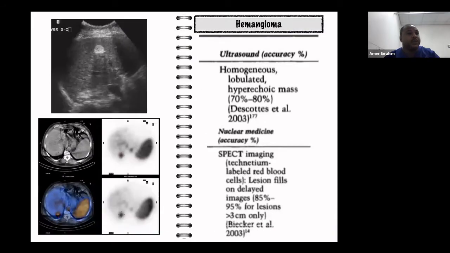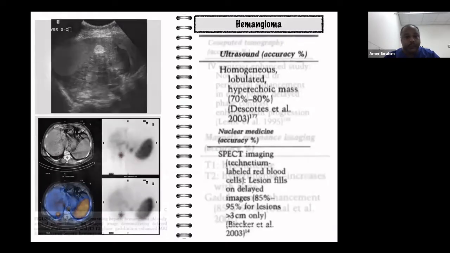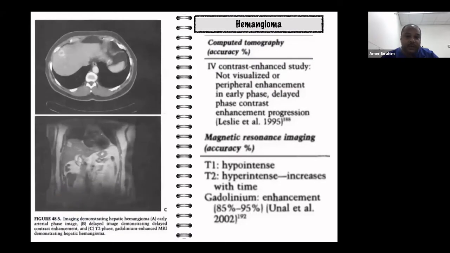So how can this hemangioma be diagnosed with radiological investigation? Most of the time with the ultrasound, it's a homogeneous, lobulated, hyperechoic mass. And on the CT scan, as you can see here, it has a very special character. It doesn't show enhancement during the arterial phase. It gets a nodular, centripetal enhancement with the delayed phase.